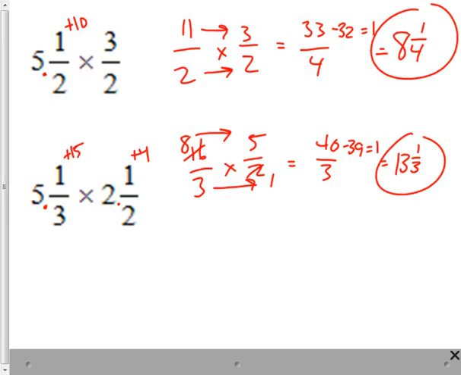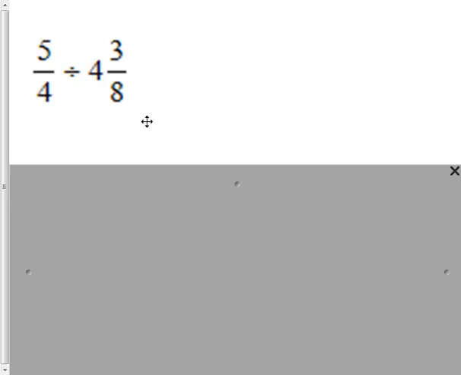So we're going to go on to the next page here for some more examples. I see now I'm dividing. And with division, again, you can't have mixed numbers, so let's make that into an improper fraction. So let's add 32 to the numerator, and we'll go 5/4 divided by 35/8. And then let's go ahead and change this to multiplication.